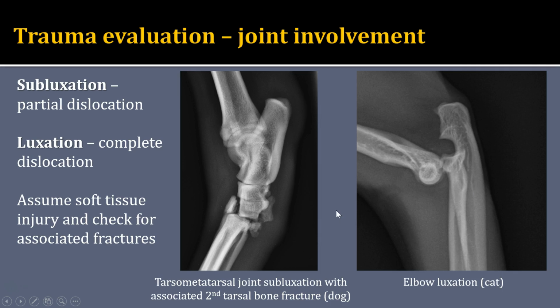Now, when we see either subluxations or luxations, we need to assume that there is soft tissue injury, which may involve a lot of damage to the collateral ligaments, maybe the joint capsule. We also need to check for associated fractures. And as an example, the patient in the middle of the slide that had the subluxation of the tarsometatarsal joint also has a fracture involving one of the tarsal bones of the distal row of tarsal bones.